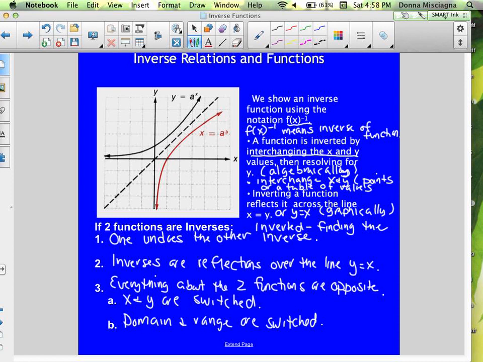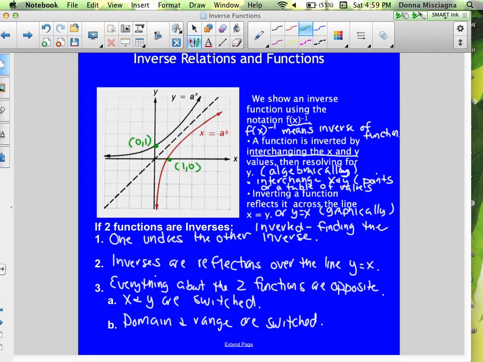So on our graph there, we have two functions that are inverses of one another. We won't talk too much about the functions individually, perhaps in another lesson, but let's just look at these points here. On the black graph, the one that says y equals a to the x, this point here is the point (0, 1). On the red graph, the one that says x equals a to the y, that point there is (1, 0). Notice that x and y are switched. And notice that they are reflections over the line y equals x.